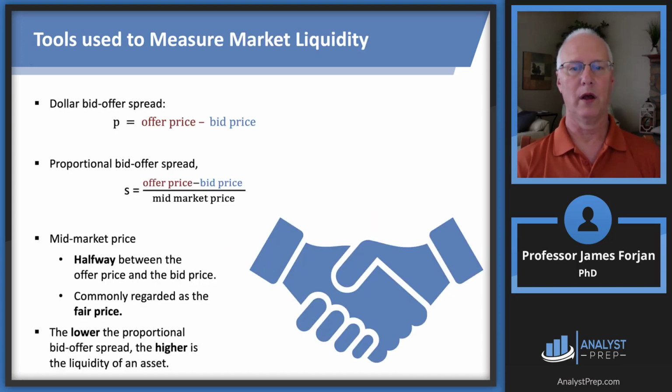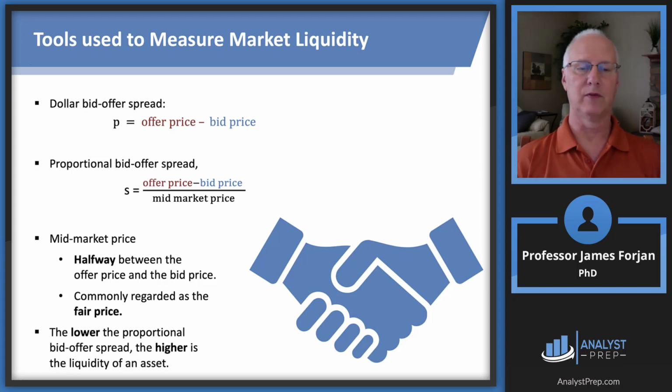Now, the more important part of the learning objective, I think, is this slide here. So we've got a dollar bid spread, and that's just the offer or the ask price minus the bid price. But what's even more important is the proportional bid offer spread, where we take the offer minus the bid, and then we divide by the mid-market price, which is halfway between the offer price and the bid price.